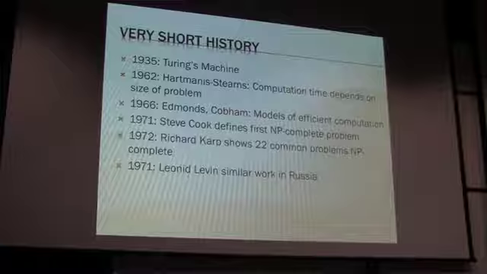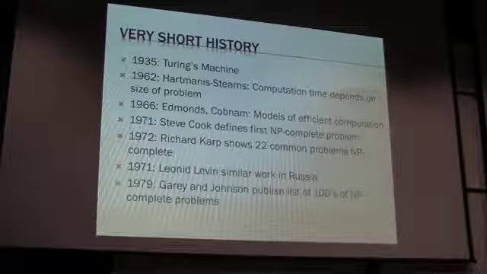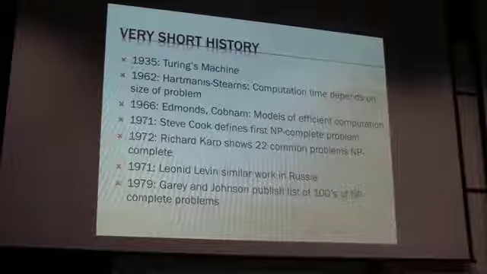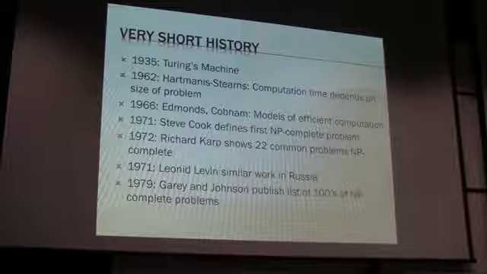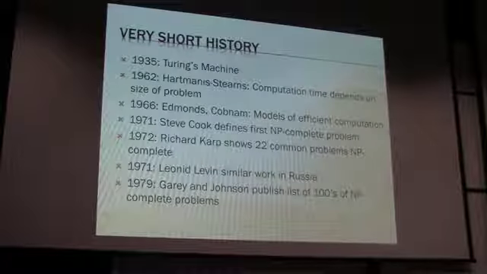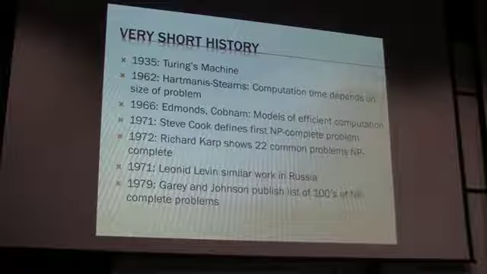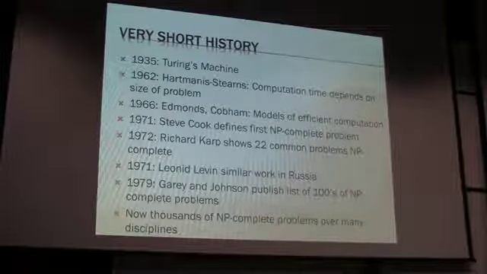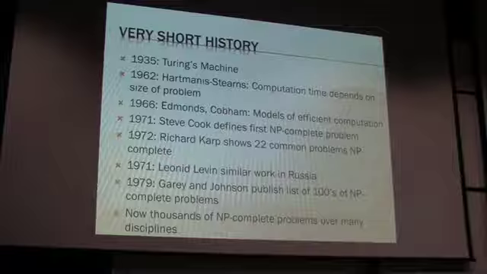He was mentioning that Levin did similar work on the other side of the Iron Curtain; things were separated back then. In '79, there was this wonderful book by Garey and Johnson, whose second half lists hundreds and hundreds of NP-complete problems. Still a great reference book, one of the best books that computer scientists should own. And then thousands of NP-complete problems over many disciplines have been discovered since then. So it's really become a burgeoning field.